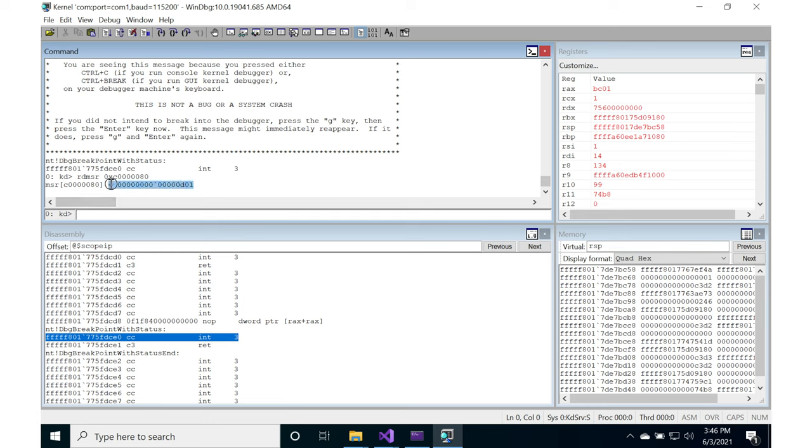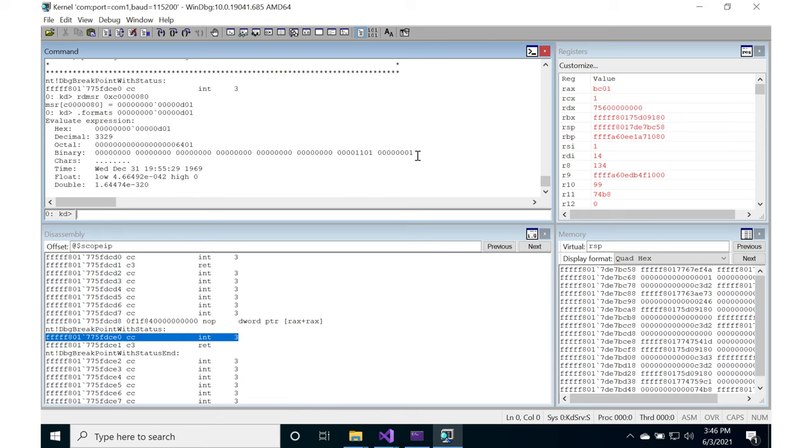So we go ahead and interpret this as bits. And so this is bit 7, and so 8, 9, 10, 11. This bit is set, and therefore NX is enabled.